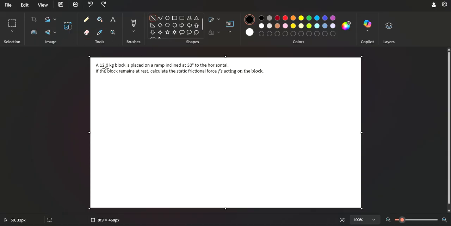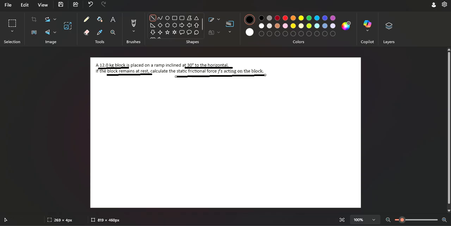So let me underline this part. This is important, and it's placed on a ramp inclined at 30 degrees to the horizontal. We'll be needing that later. If the block remains at rest, calculate the static frictional force acting on this block.